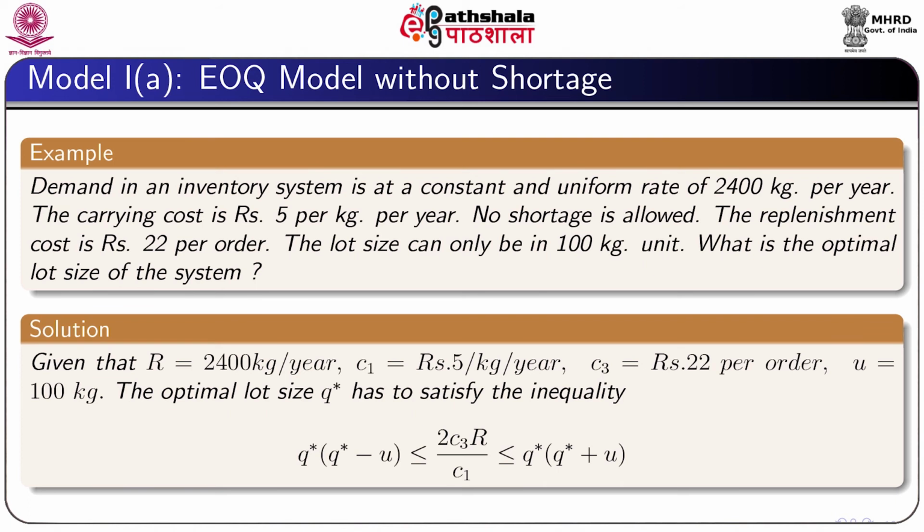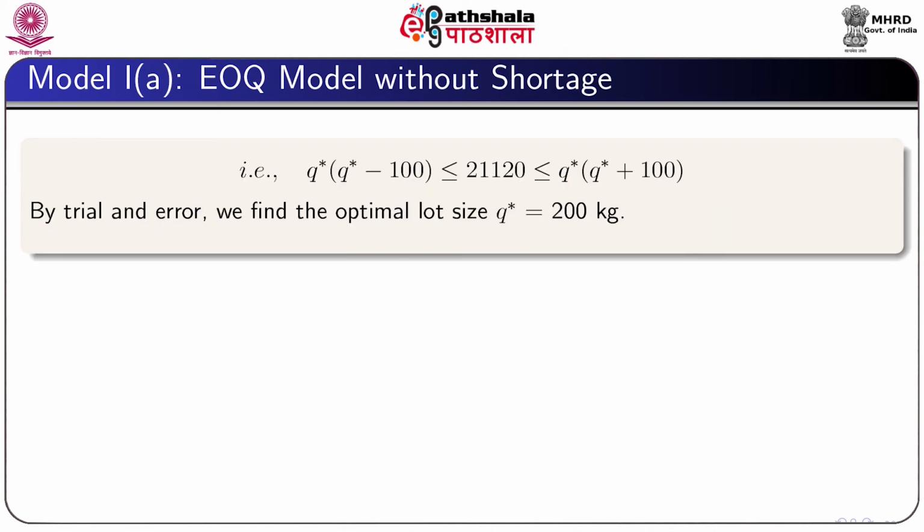So, in order to solve this problem, we see that demand rate R equal to 2400 kg per year, C1 equal to rupees 5 per kg per year, and the ordering cost C3 equal to rupees 22 per order. Here U is equal to 100 kg. Then if we use the relation 6, the optimal value of Q can be obtained by the trial and error method as 200 kg.